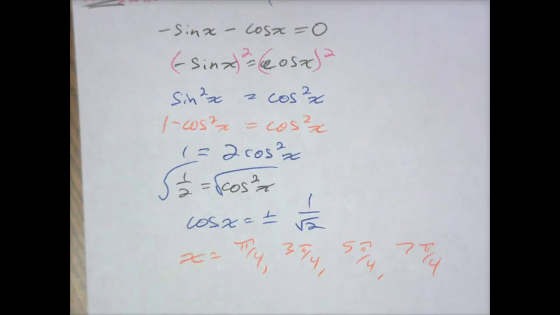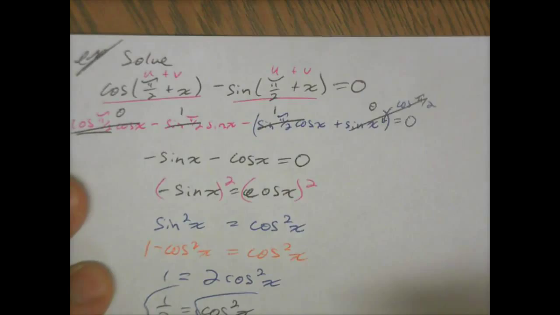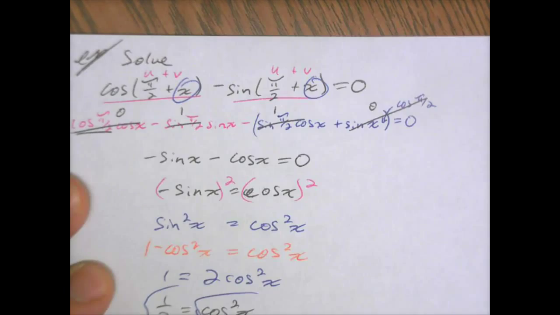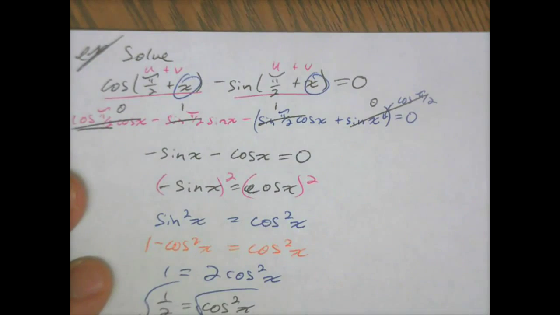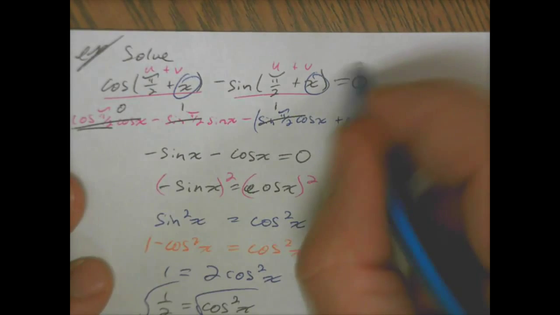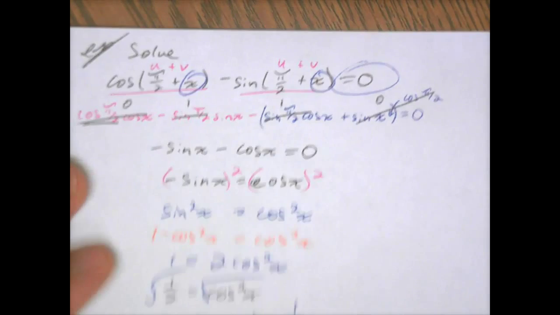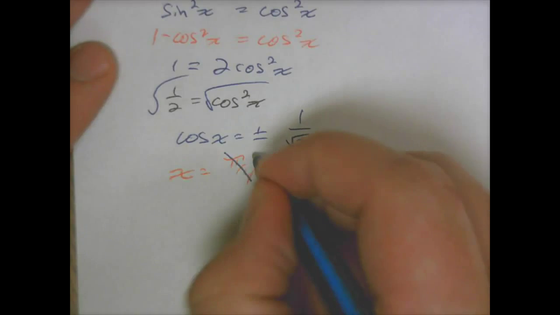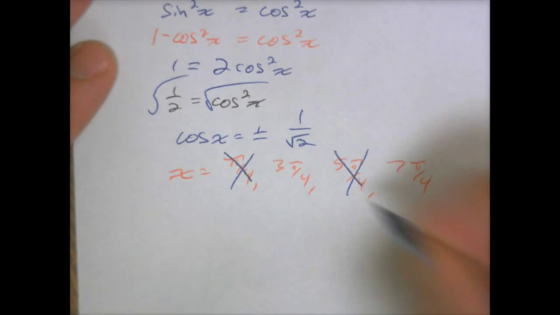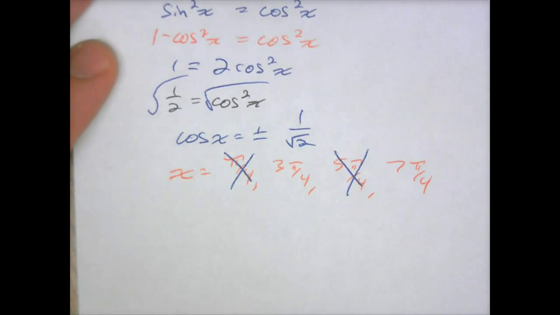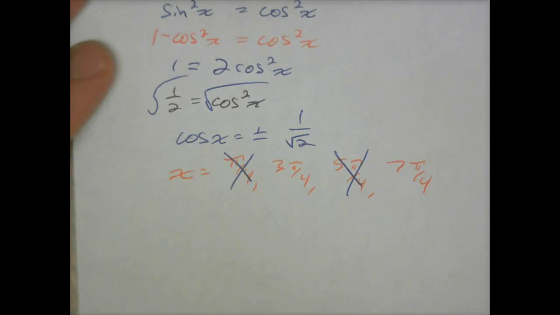Okay, just make sure you go through, plug them back into your original function where you see your x values. If they do not work, if they do not equal 0 altogether, they are not a solution. You will find that pi over 4 and 5 pi over 4 do not work. So you only have 3 pi over 4 and 7 pi over 4 as solutions.